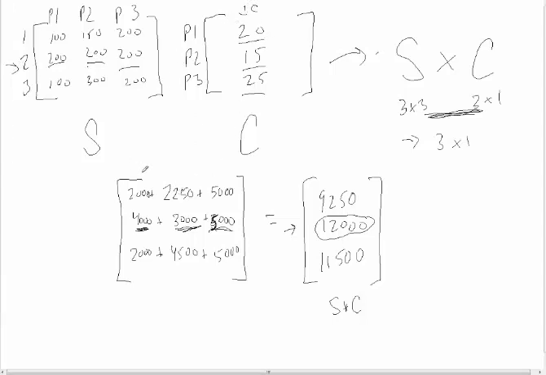The rows represent, if we think about the final product, the rows from S represent stores. So these are stores 1, 2, 3. And the columns from matrix C represent cost to make. So this is total cost at each of the 3 stores.